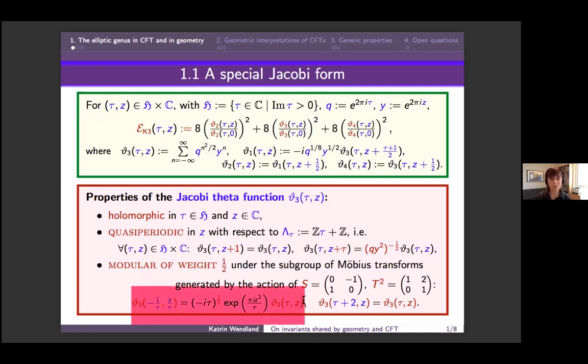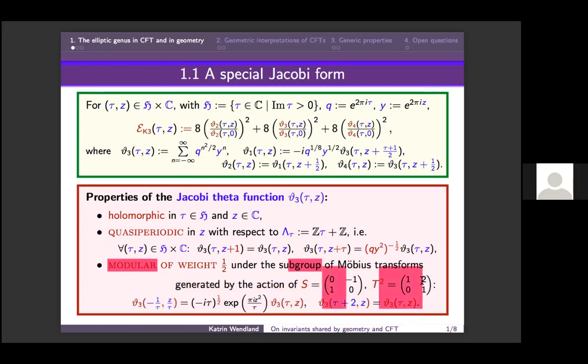It tells you that we've found something that transforms really nicely under the S transform. That's the Möbius transform given by this 2x2 matrix. And once we're at it with Möbius transformations, you'll probably start trying what happens if you shift tau by integers, and already if you shift by 2, you will convince yourself immediately that theta 3 is invariant. So what we found is something that has modular behavior with respect to an infinite subgroup of the Möbius transforms, the group generated by S and T squared, the two matrices that I've written for you here.